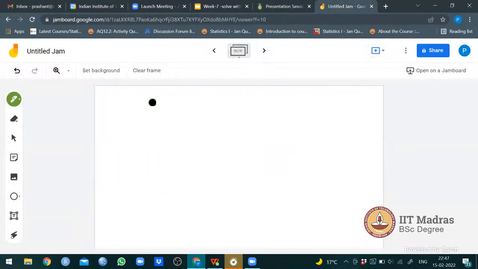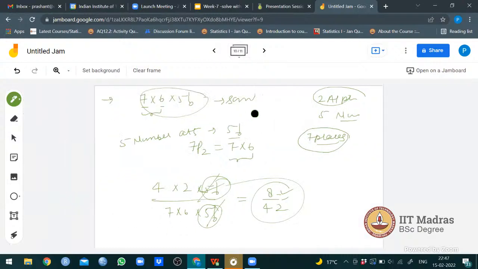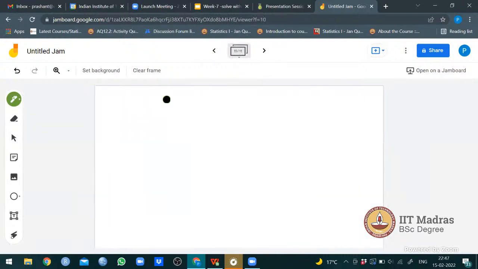It's clear? So 5 factorial will be cancelled out only in case of probability, right? If we were to just find the number of ways, then it will be 4 into 2 into 5 factorial.